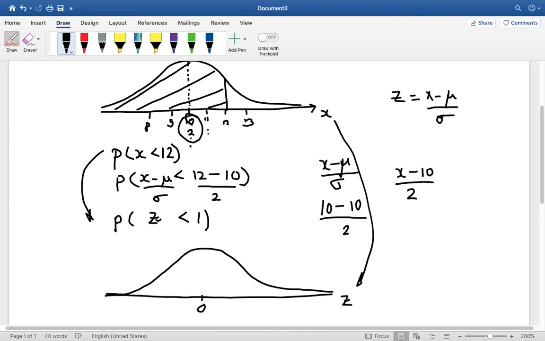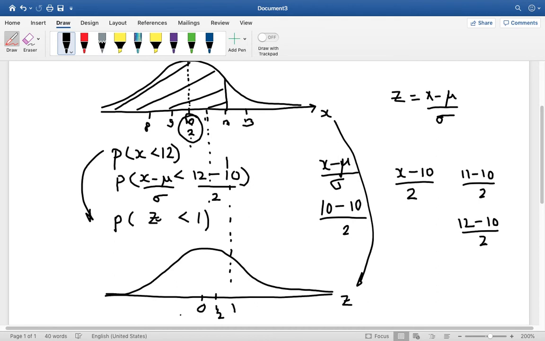What does the 11 become? I should have drawn these directly below. The 11 is going to be here. So what does 11 become? Well, 11 is going to become 11 minus 10, which is 1, divided by 2. 1 divided by 2 is a half. So this 11 becomes a half. What does the 12 become when I transform it? That's going to be 12 minus 10 over 2. So 12 minus 10 over 2 is 2 over 2, which is 1.